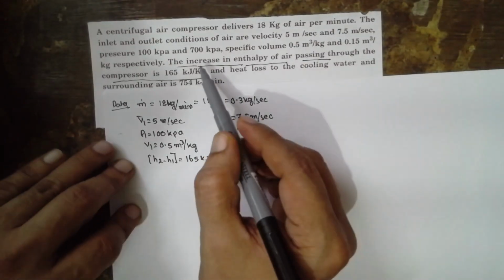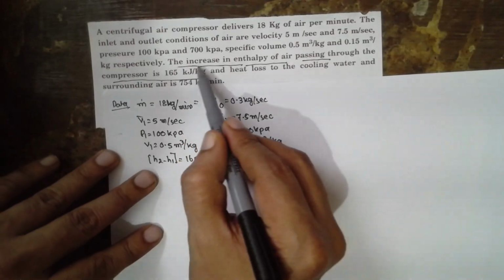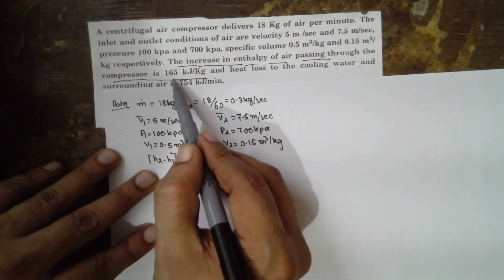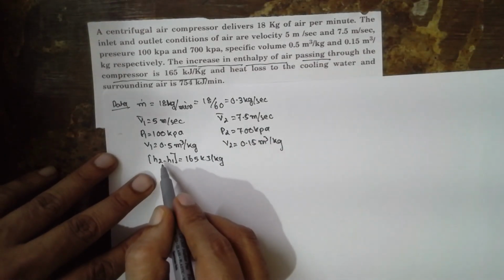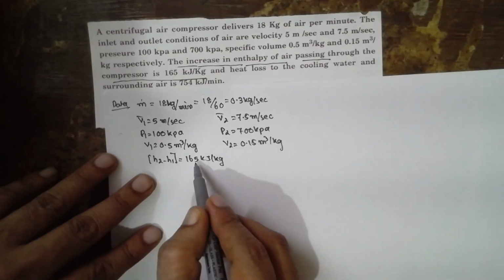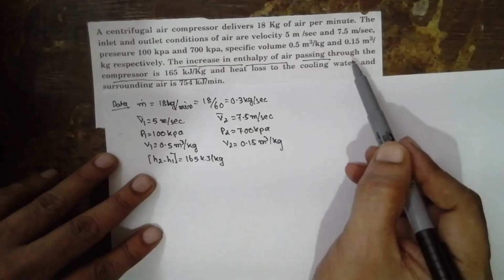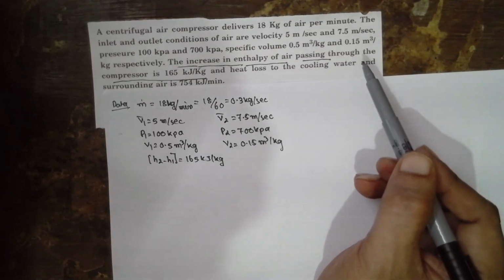It is a very important problem. See here, the condition they have given: the increase in enthalpy of air passing through the compressor is 165 kilojoule per kg. That means they have directly given H2 minus H1. Otherwise, normally, ask the doubt.